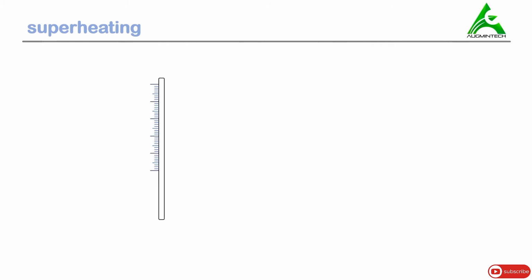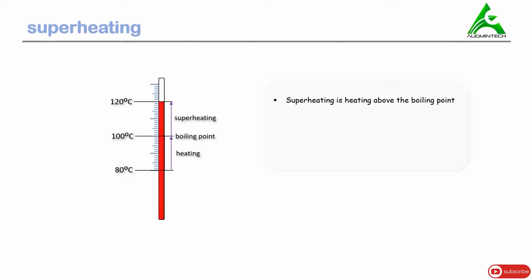Superheating. Let's say there is a sample of water at 80 degrees centigrade. Its boiling point temperature is assumed to be 100 degrees centigrade. On heating this sample of water, its temperature increases. On further heating this water above its boiling point, it obtains a temperature of, let's say, 120 degrees centigrade. When water is heated above its boiling point, this process is called superheating. So any substance heated above its boiling point is called superheating. Superheating is above the boiling point.